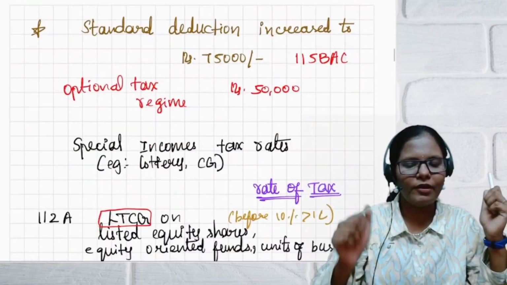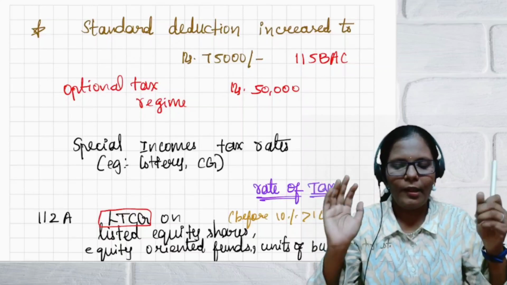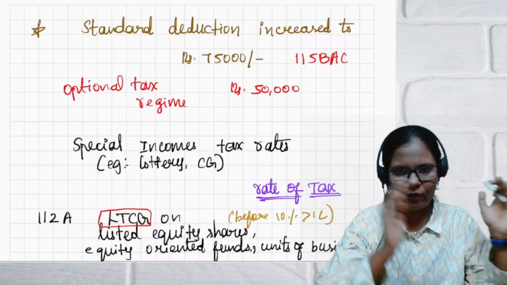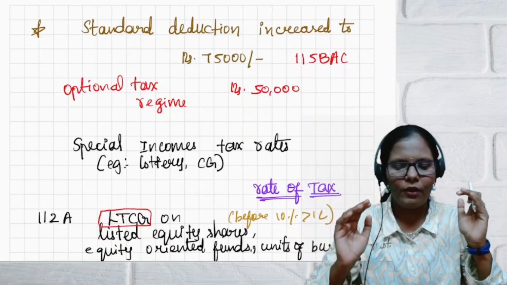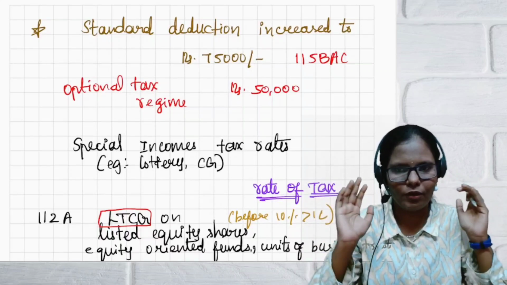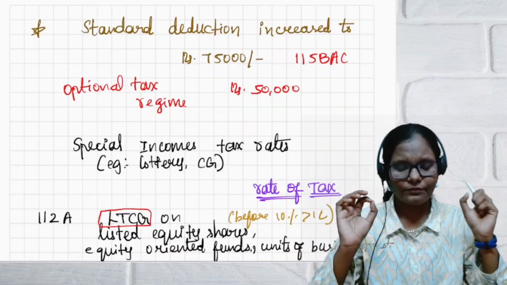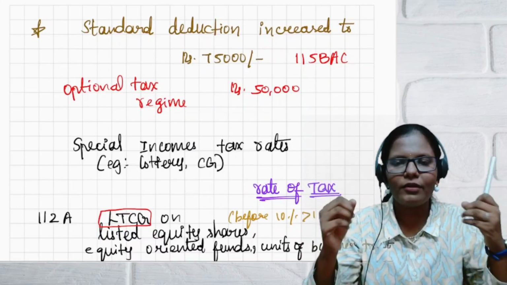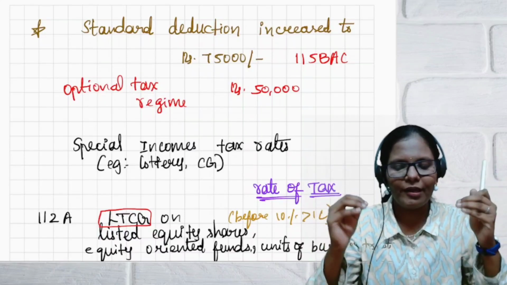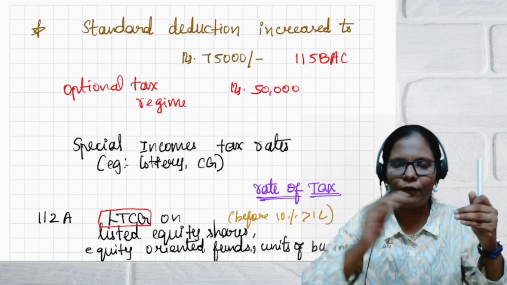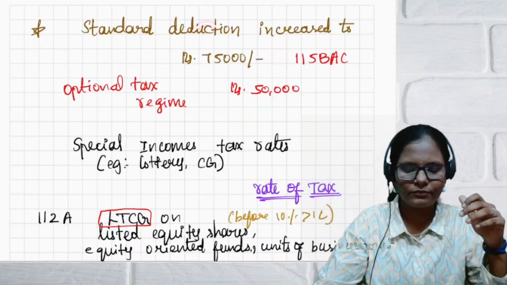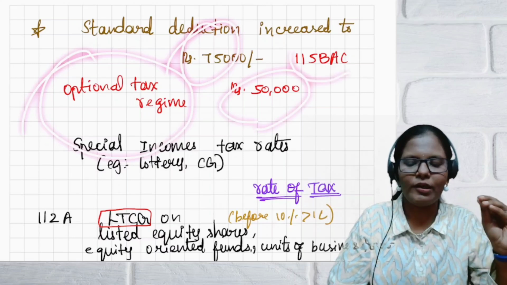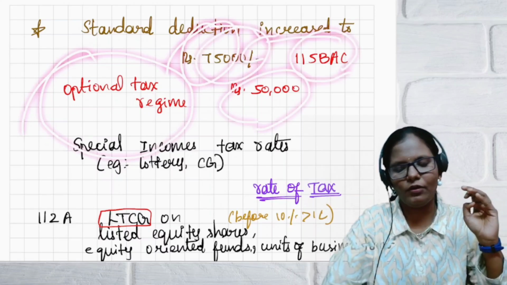Then the second amendment in the first chapter is standard deduction. Before this amendment, generally we have 115BAC and the optional tax regime. For both, standard deduction is 50,000. But now, for 115BAC, that is the default tax regime, standard deduction has been increased from 50,000 to 75,000. So for the optional tax regime it is 50,000, for the default tax regime it has been increased to 75,000.